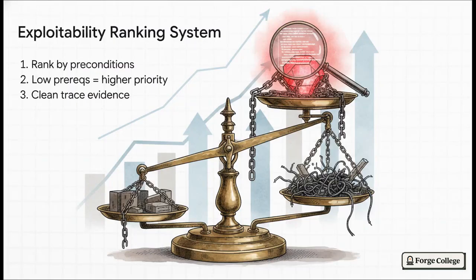Inside that report, you really need to prioritize your vulnerabilities using an exploitability rubric. Auditors are incredibly busy people, so tell them what matters most. An exploit that requires very few preconditions to execute, meaning it's super easy for an attacker to pull off in the wild, backed by clean, undeniable trace evidence, automatically gets the highest severity rating. Rank them clearly and rank them objectively.